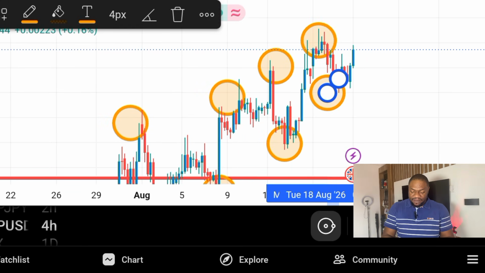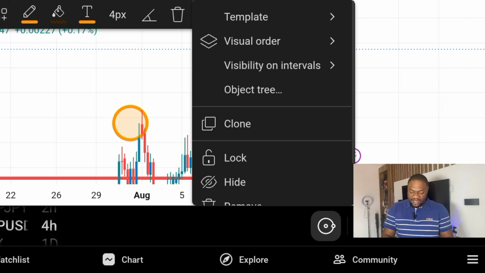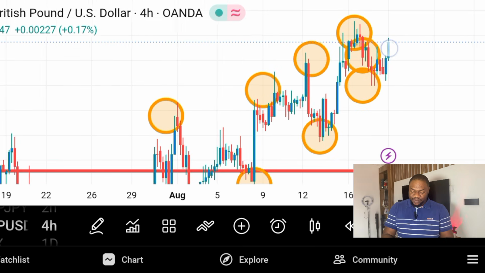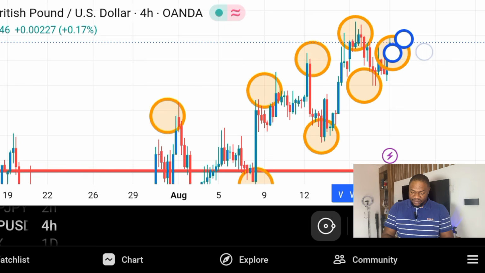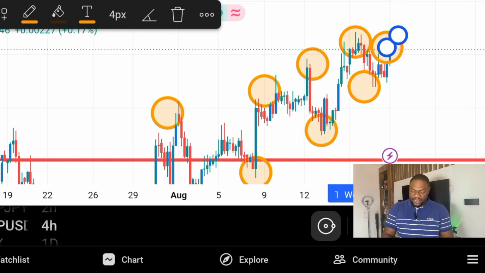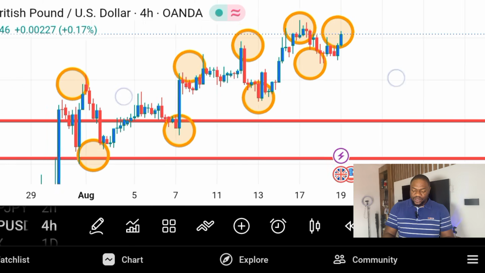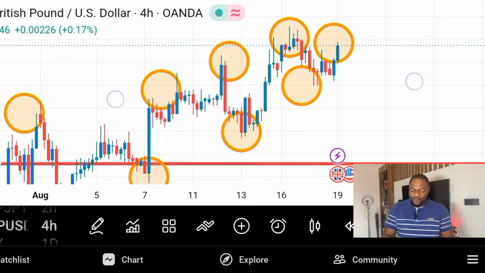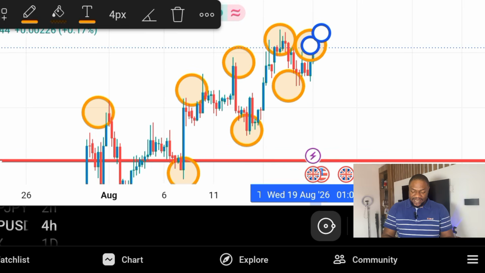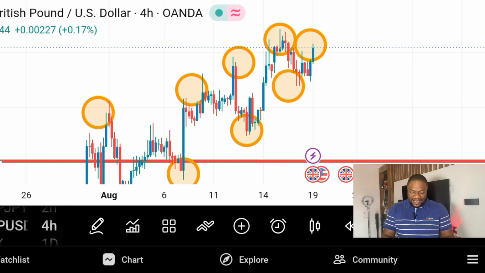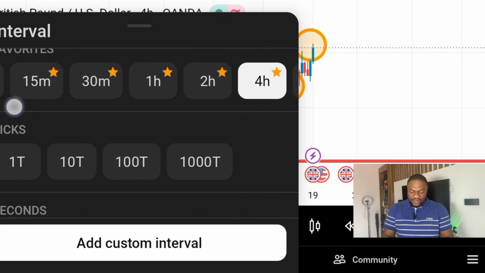Now, if this market gets to this point and decides to stop at this point, what we should be expecting here is a change of character.